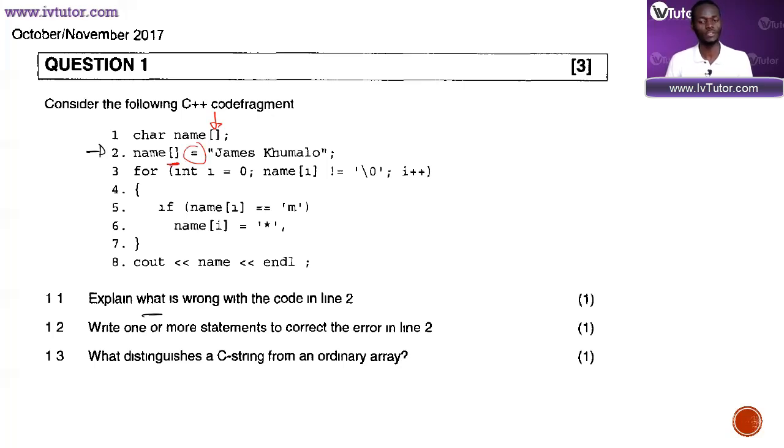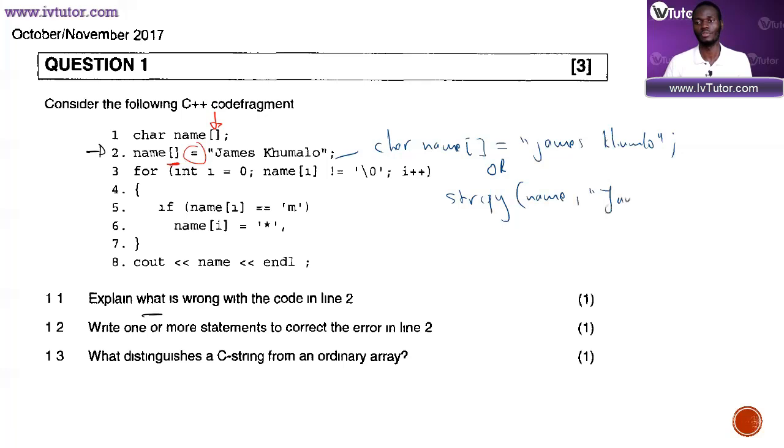Write one or more statements to correct the error in line number 2. So there are two options. You can simply convert line number 2 into something like char name equals James Khumalo, like in this case. And then you don't need line number 1. Or you can just go string copy into name, then you put your James Khumalo here.